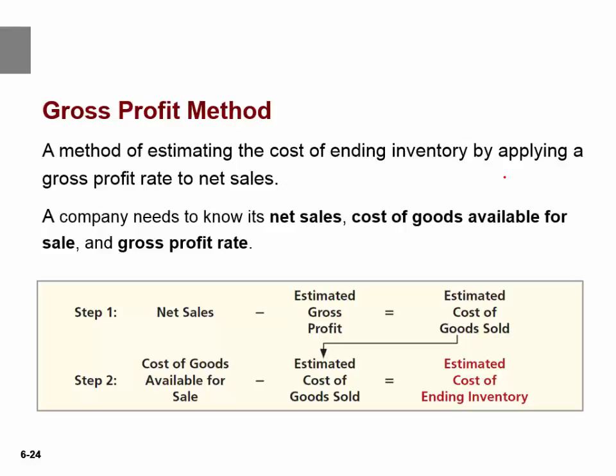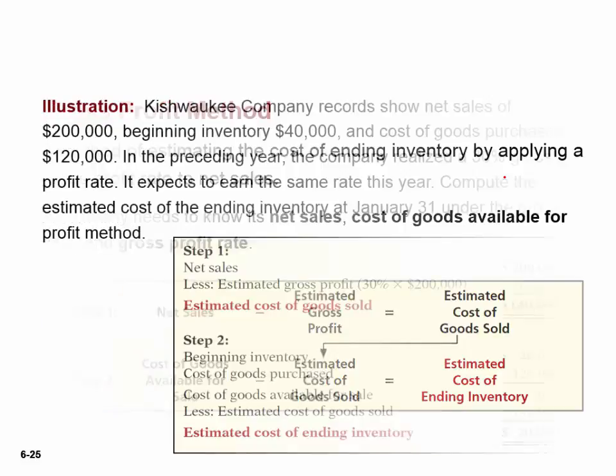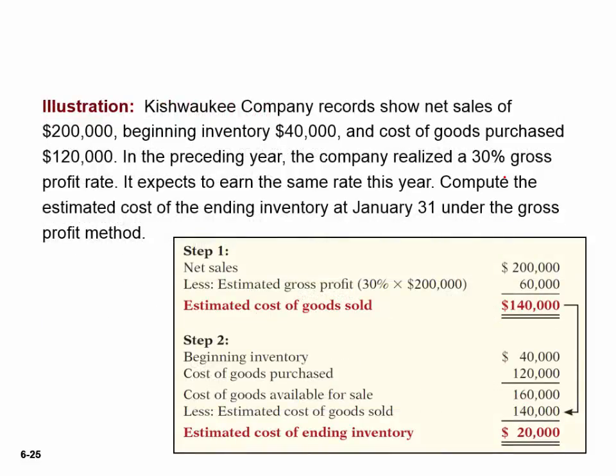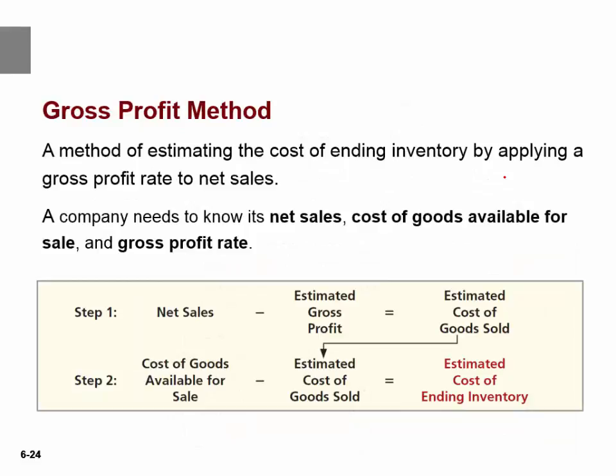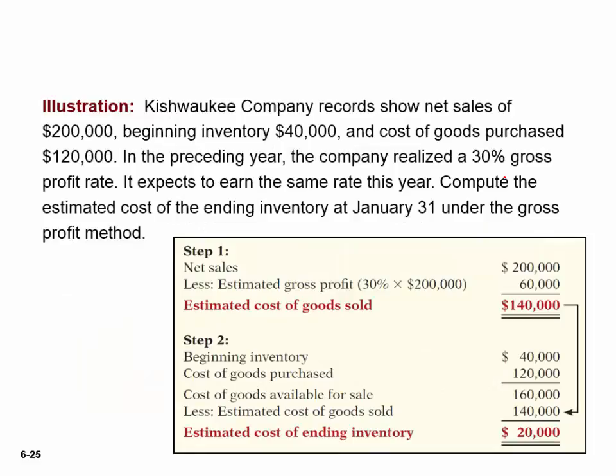All right, so let's go ahead and take a look at this. All you do with the gross profit method is we'll give you the gross profit percentage for the inventory. It gives us a means to estimate our ending inventory. That's what we're trying to do. We're trying to estimate our ending inventory using the gross profit method.